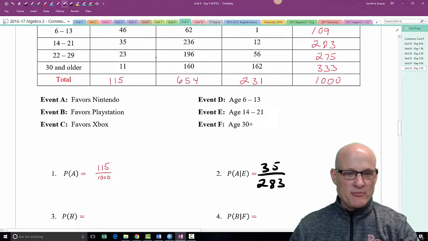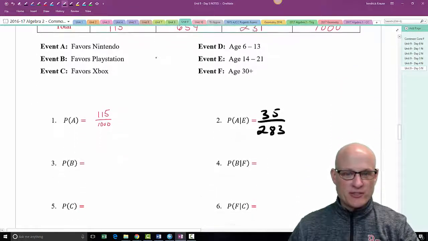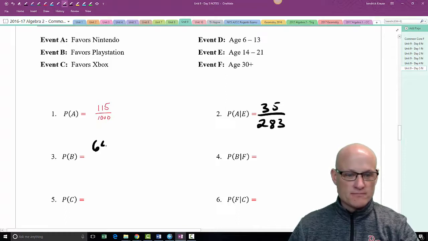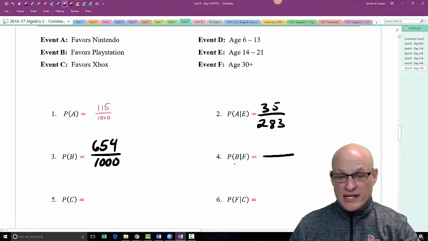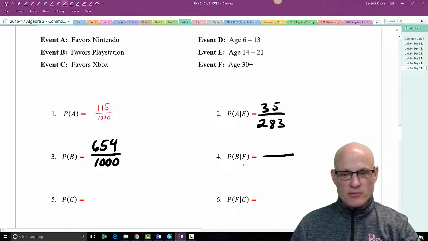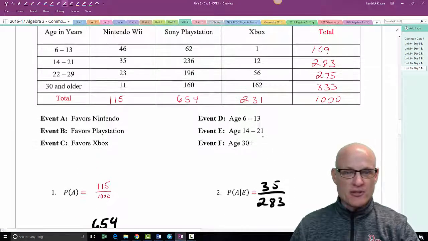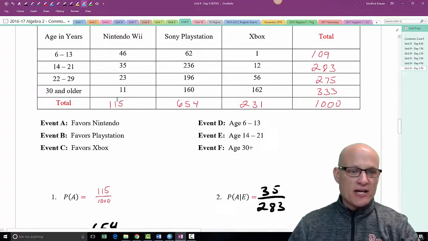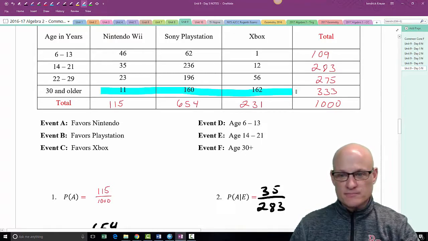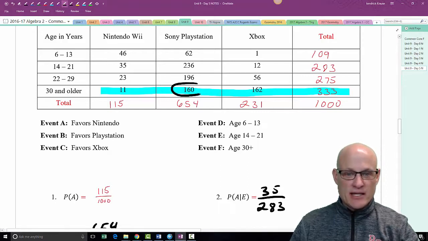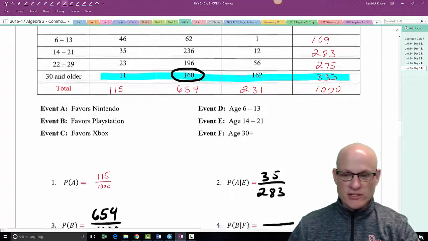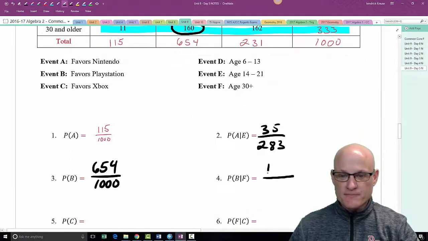Next one, probability of B. The probability of B, favors PlayStation, is 654 over a grand. This one, the probability of B given that we're in F. What is F? F is 30 plus. Let's highlight F. So what is the probability of B, favors PlayStation, if I'm in F? Oh, 160 over 333.